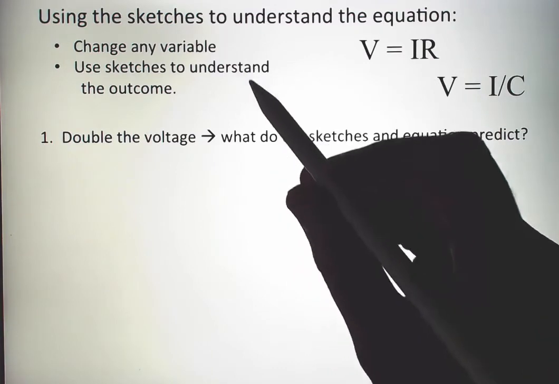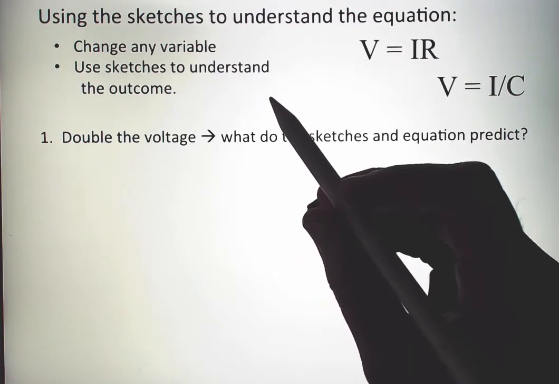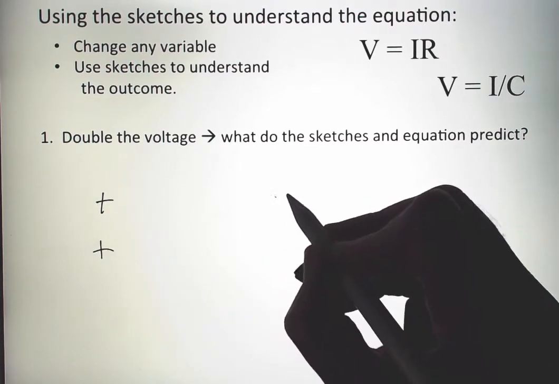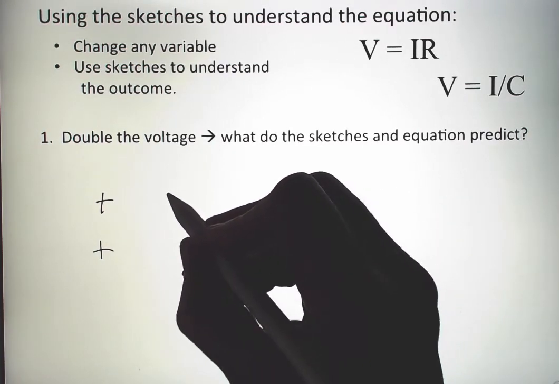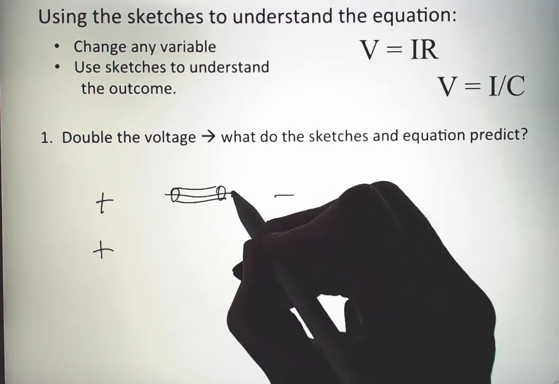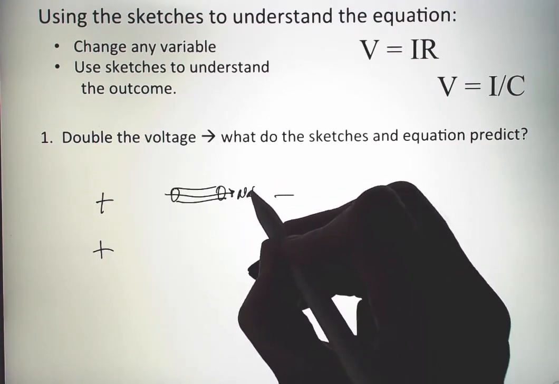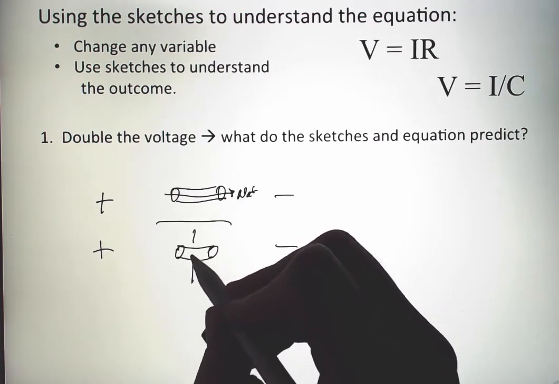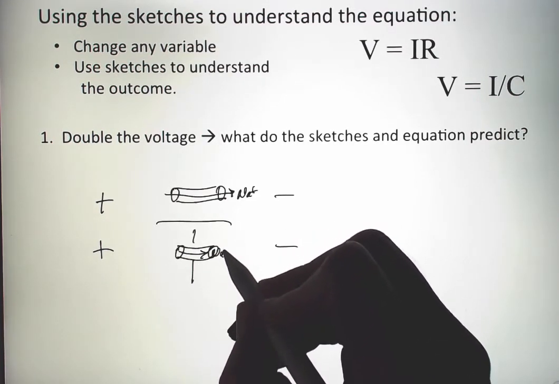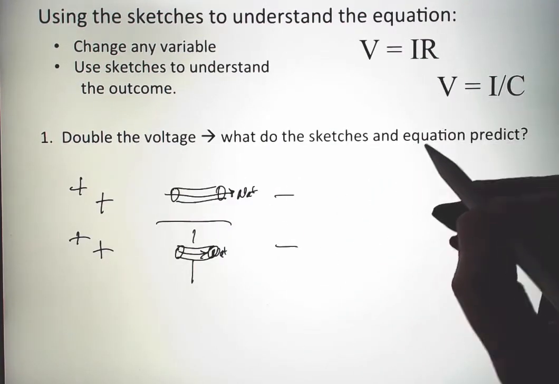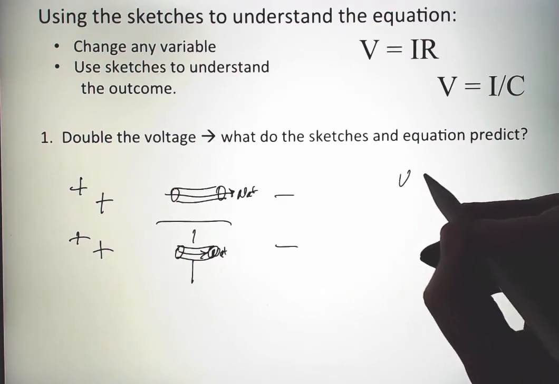We change any variable, and then we use sketches to help us understand the outcome. So let's say we double the voltage. So we started with this, and we have a particular current, and a particular conductance. So if we double the voltage, we've got V equals I over C.